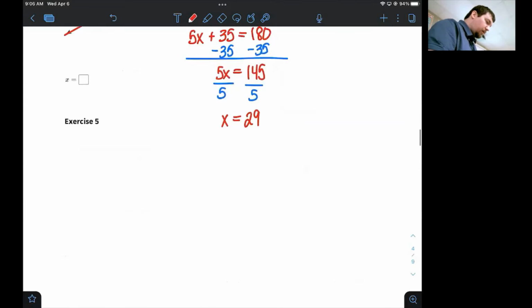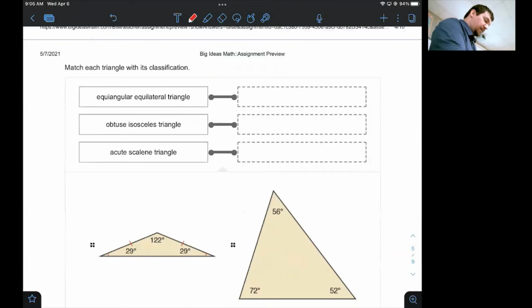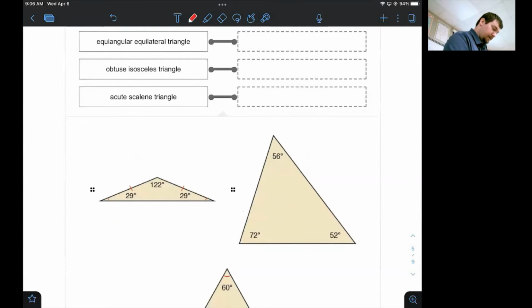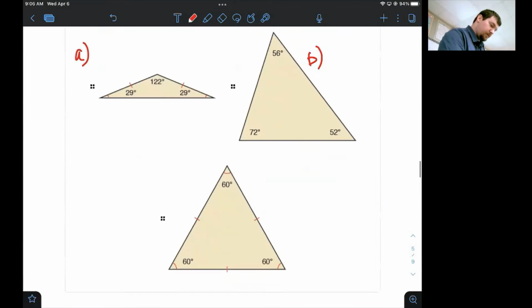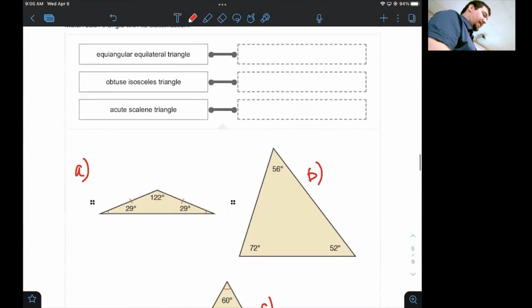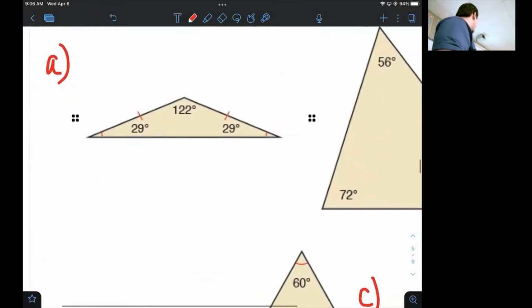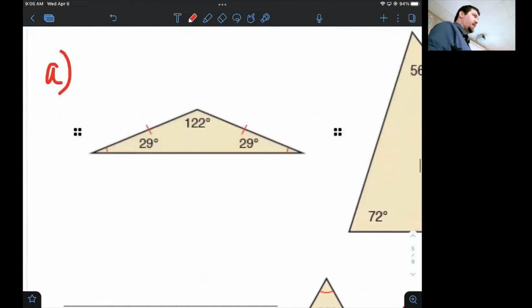This is number 5. So again, we're going to put A, B, and C. It wants us to classify the triangles. Now they give us a multiple choice, but you know what? I don't think we need that. I think we could do this without looking at the names of the triangles.